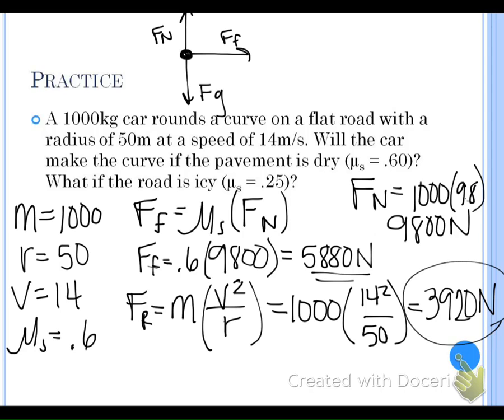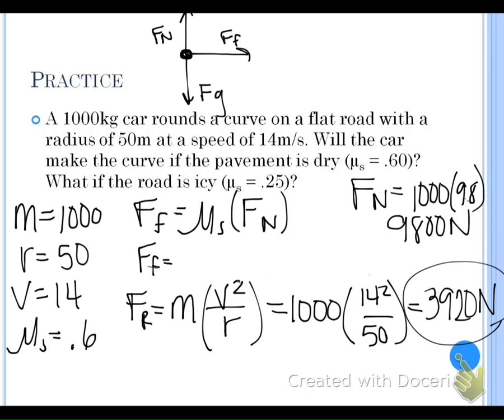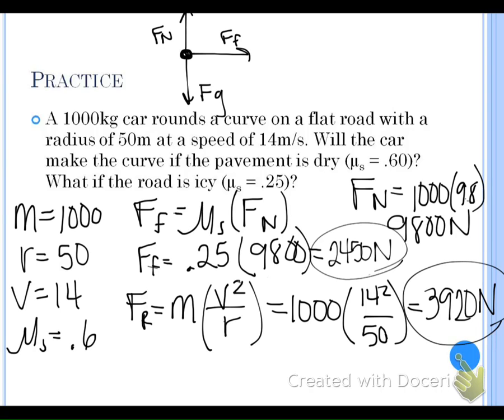Now let's try it with the icy road conditions, and we'll change our coefficient of static friction. I'm just going to get rid of this part right here. We're going to change to our icy road conditions, which makes this 0.25. Our normal force stays the same. And what does our, yeah, Cole? 2450 newtons. So what's going to happen here? Yeah, he's going to slide. He's going to be in trouble.